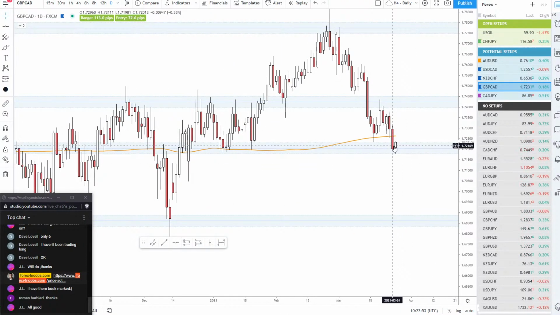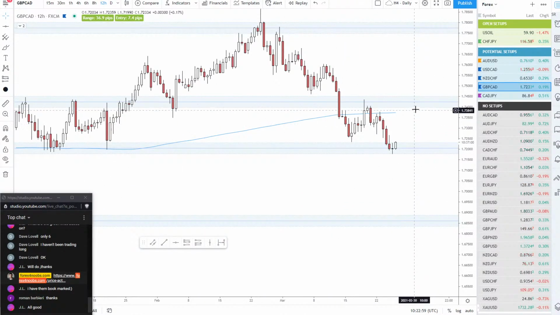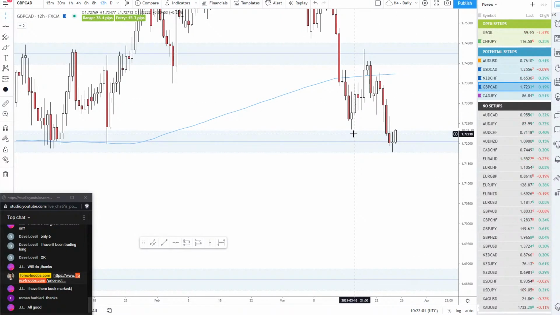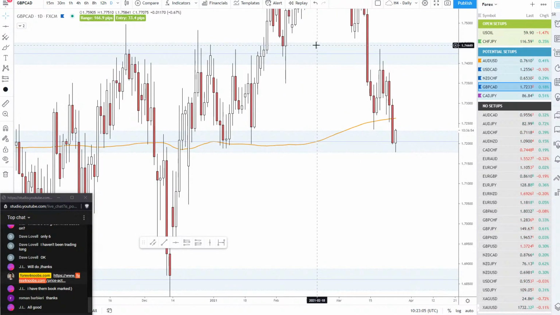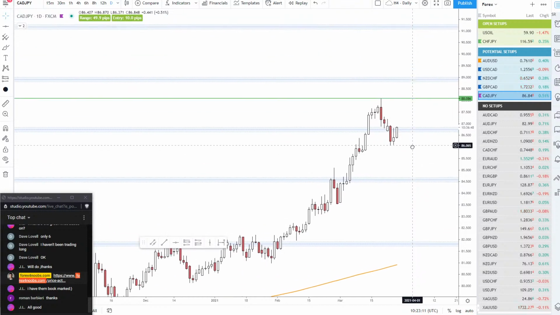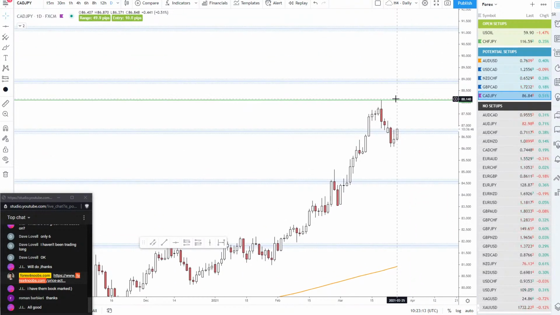GBPCAD, just going to wait for today's candle to close and see if there's a potential long here tomorrow. You could enter on the 12-hour if you want. It's actually just triggered on the 12-hour, just made a new high, but potentially too risky. Depends on your risk appetite. For me, it's too risky. And finally, CADJPY, just a potential breakout here. So, that is it for today's analysis, guys. Are there any questions?